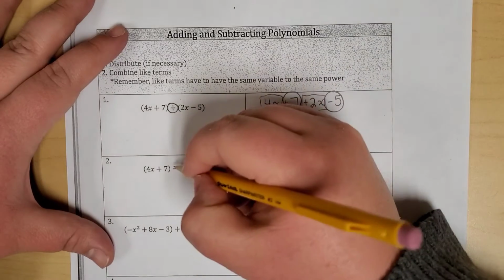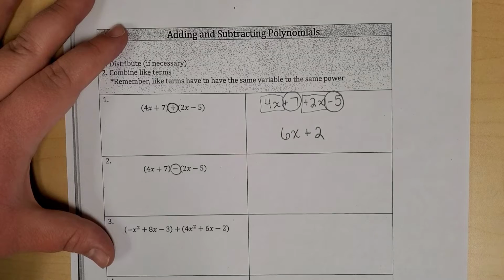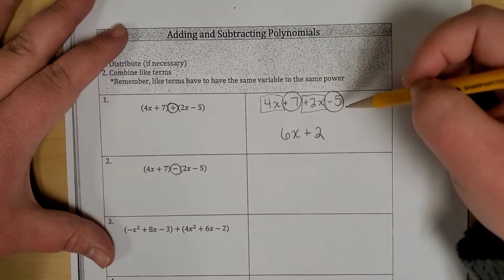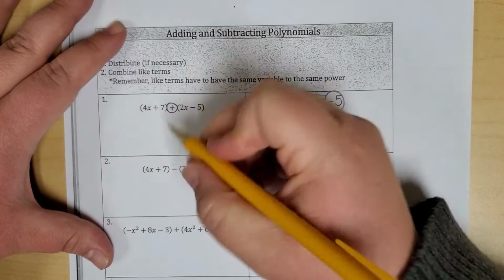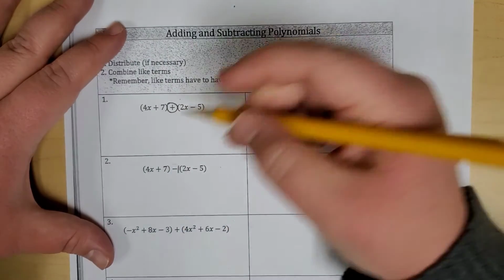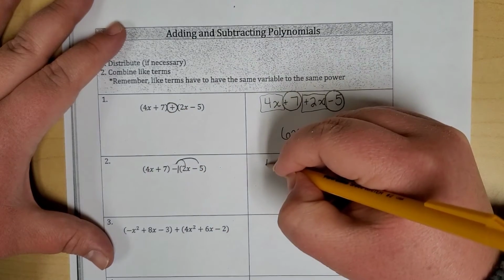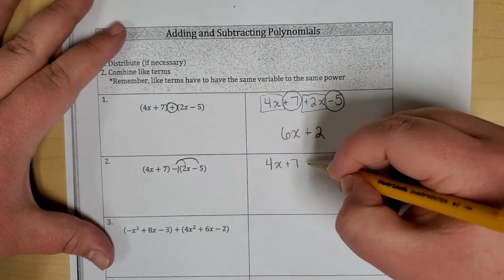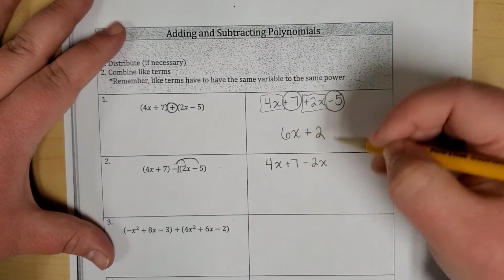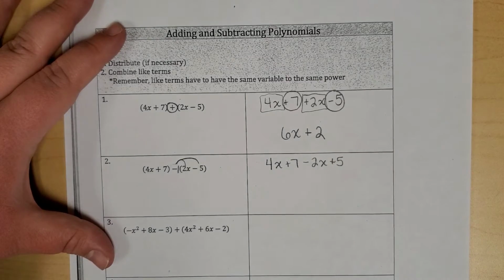Number 2. Notice this time that there is a negative sign in between. So this time I can't just drop the parentheses and rewrite it. Even though it's not there, there is a negative 1 right here. So I have to actually distribute this time. The first two terms are going to stay the same, so it's 4x plus 7. And then negative 1 times 2x is negative 2x. And negative 1 times negative 5 is positive 5. So I've done the distributing.